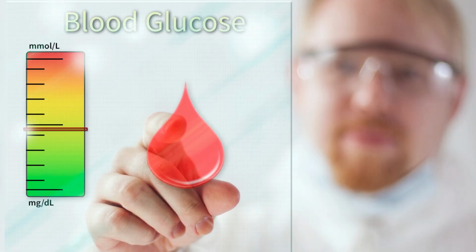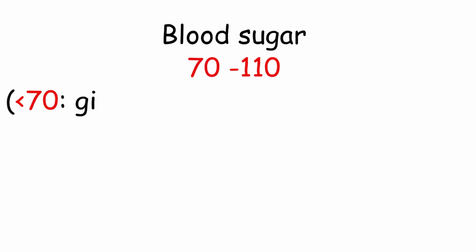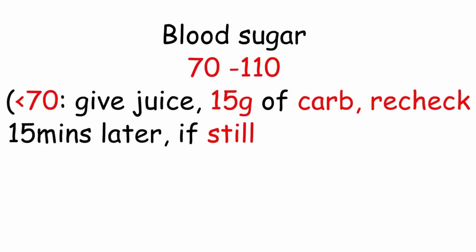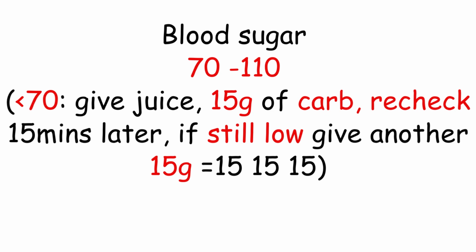Another lab that is important is blood sugar. So blood sugar is from 70 to 110. If it's less than 70, it's really bad. We want to give them juice or 15 grams of carb, and recheck their blood sugar in 15 minutes. If it's still low, we should give them another 15 grams. So we'll do 15, 15, 15.